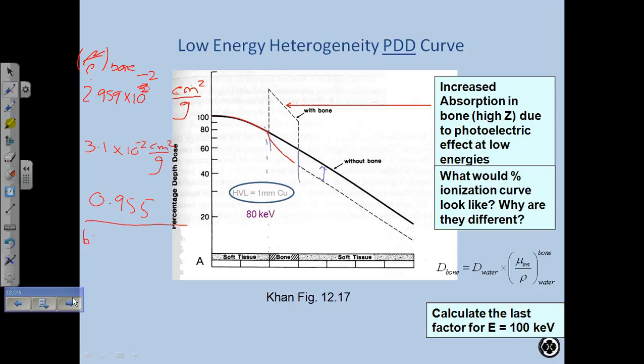So bone: 3.159 times 10 to the negative second. And 3.159, 0.299 times 10 to the negative second. And these are both, you multiply by 10, right? Yes. Okay. So, boom, you're still getting, they're still a little bit lower.